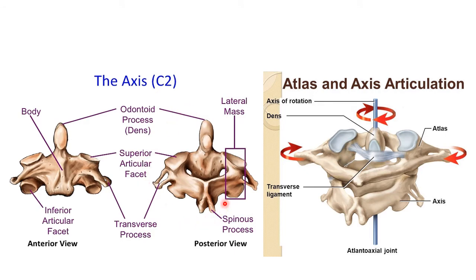This is called axis because the first cervical vertebra, which is called atlas, rotates around this pivot formed by the odontoid process of the second cervical vertebra, that is axis. So this odontoid process of the axis acts like a pivot around which the first cervical vertebra, that is the atlas, rotates.